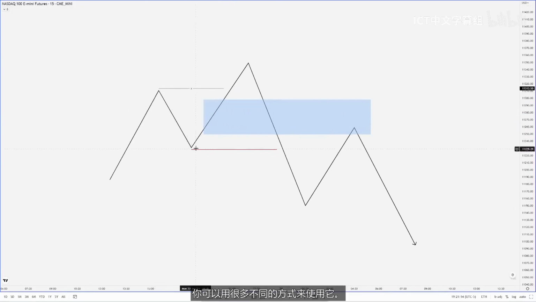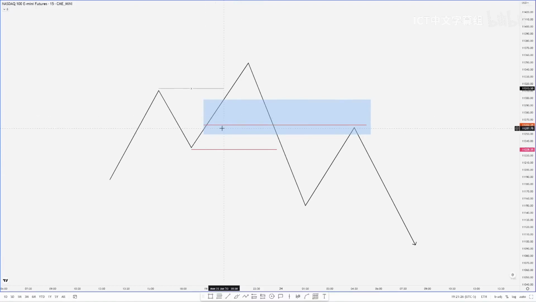There are many different ways you can use this. My favorite is the opening price of this candle or series of candles. However, you can also use the wick or the mean threshold. We will get into that in our examples.